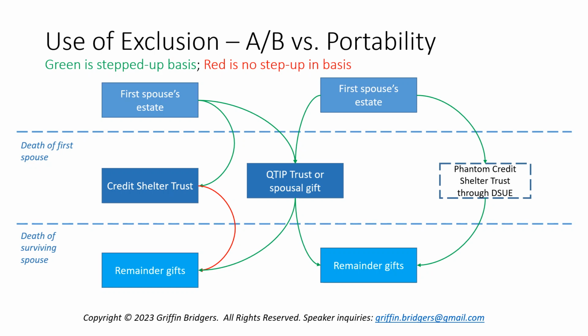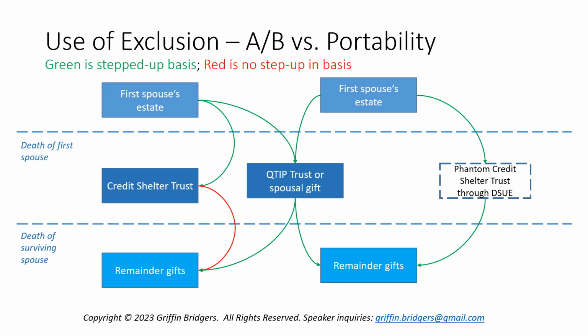So before the DSUE, the only way to preserve the unused exclusion of the first spouse to die on the left was through a credit shelter trust. However, through the DSUE, we can now imagine that as having its own corollary or equivalent over on the right. I've drawn a dashed box because it's not really a trust, but we're going to envision that as a phantom credit shelter trust through the DSUE that doesn't actually have to be funded. The first spouse to die doesn't have to actually have enough assets to fund that in full, thereby reducing that issue, but with another added benefit here that we haven't really considered.